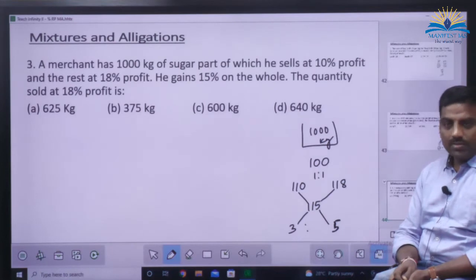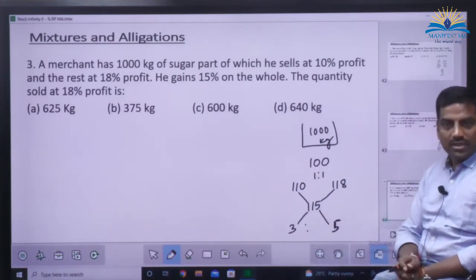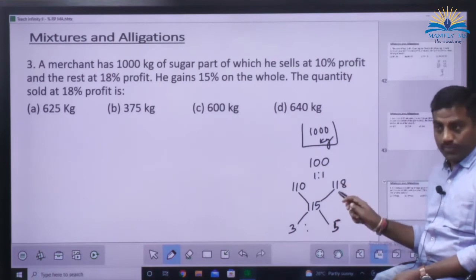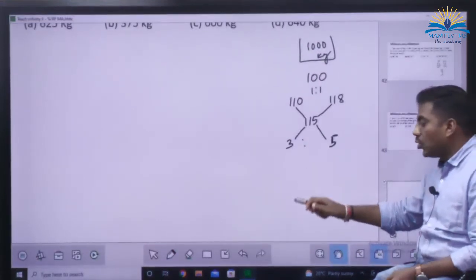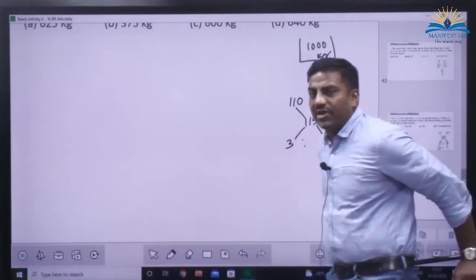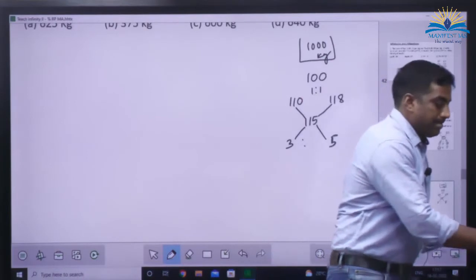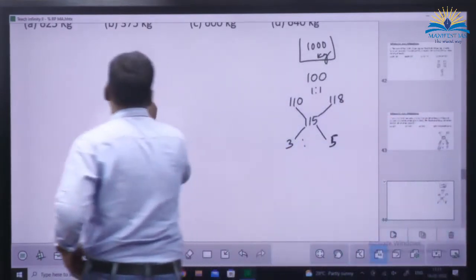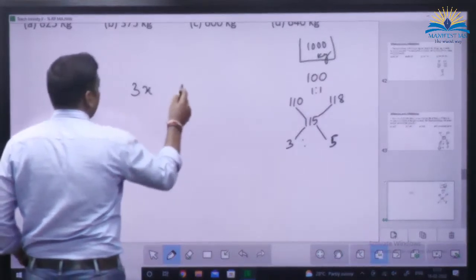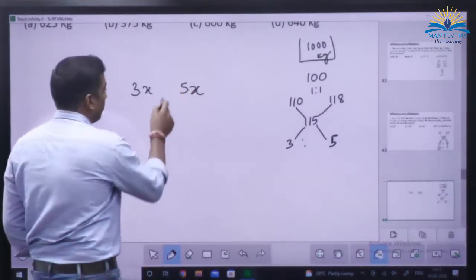Getting my point? But has he sold only 8 kgs? 3:5 is the ratio. Has he sold only 3 kgs and 5 kgs? So what has he sold? He has sold 3x and 5x. So total is how much?